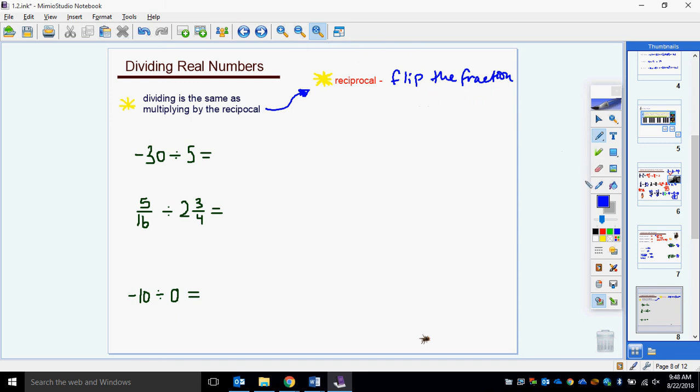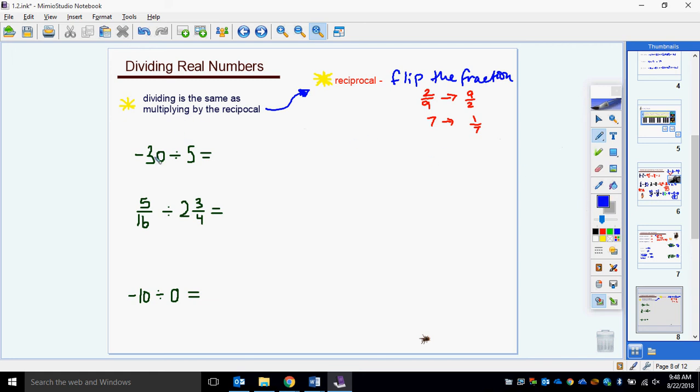So for instance, let's say I had 2/9. The reciprocal of 2/9 would be 9/2. The reciprocal of 7, well, 7 as a fraction is technically 7/1. So the reciprocal would be 1/7. Let's try one.